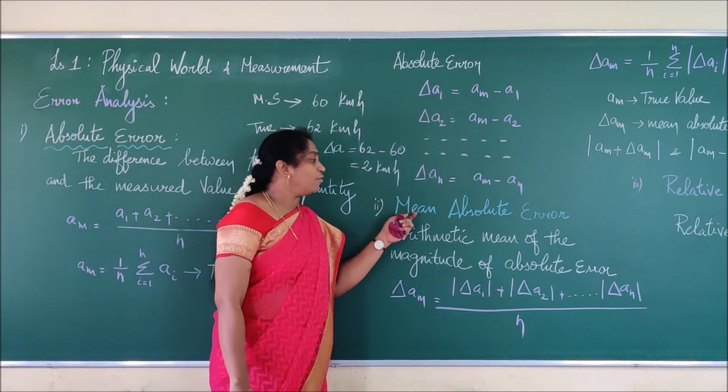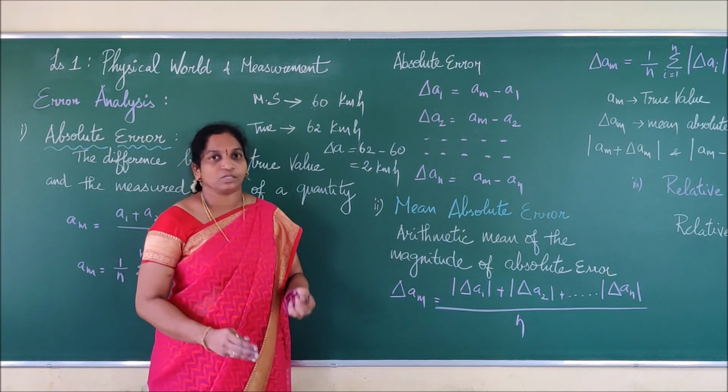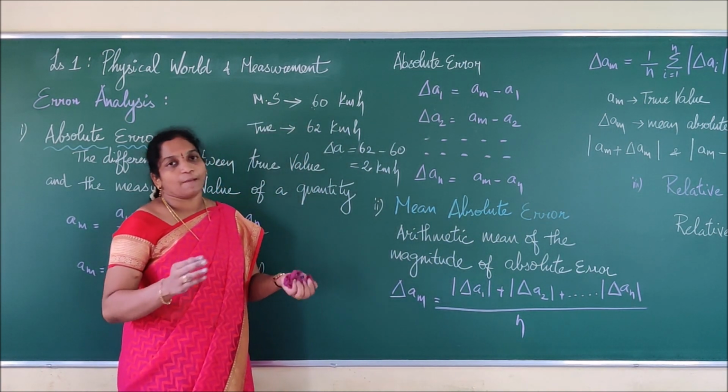Right. The next one is the mean absolute error. What does mean signify? Take an average. The average of the absolute errors is called the mean absolute error.